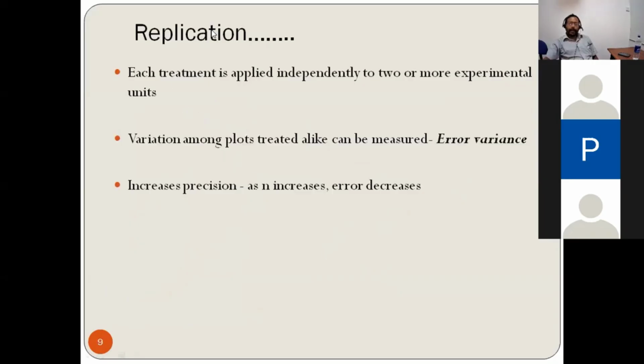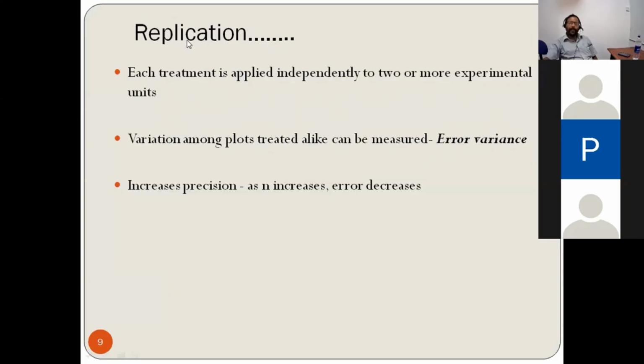Replication is further expanded. Each treatment is applied independently to 2 or more experimental units. That is what we said. So the minimum is 2, as I said. Variation among plots treated alike can be measured as error variance. This is one of the important points. You can note it down.